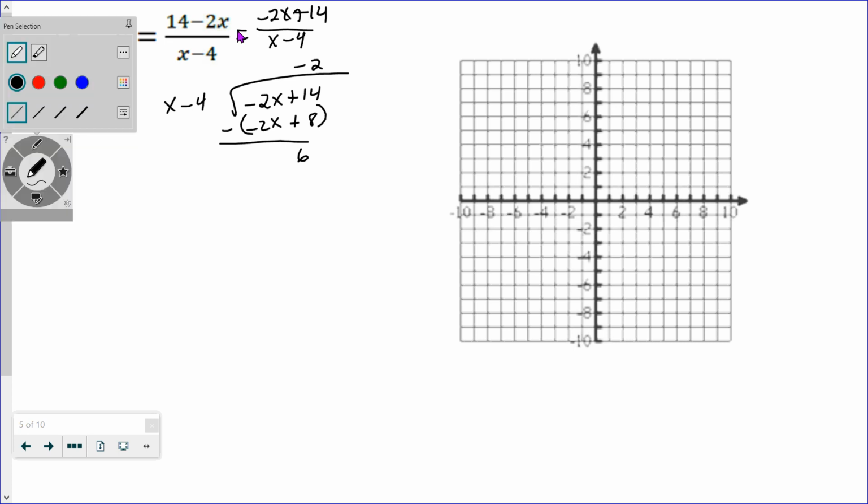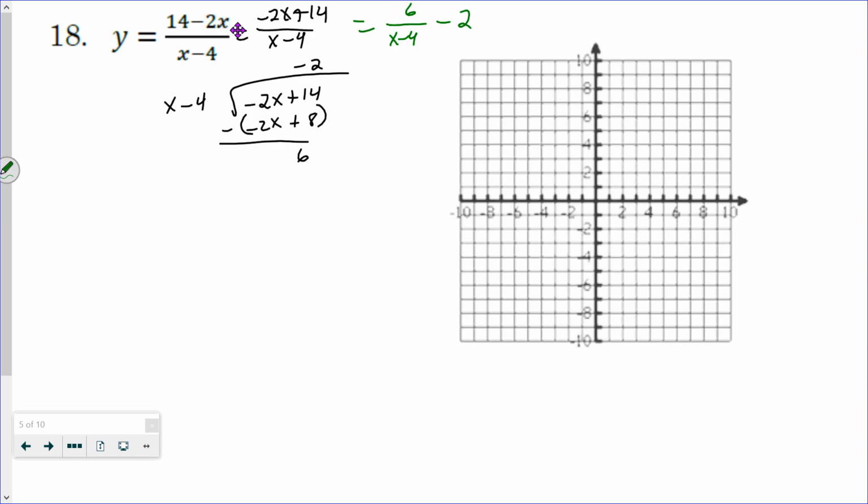So my equation here is 6 divided by x minus 4, all minus 2. So that's what my equation is going to be. So looking at this, I can tell that my vertical asymptote is at 4. And then my horizontal asymptote is at negative 2.